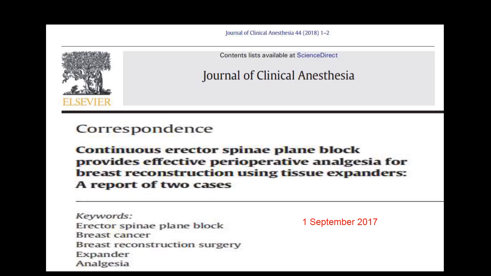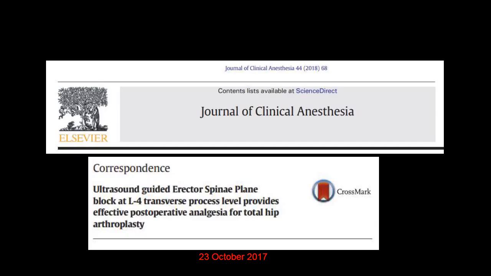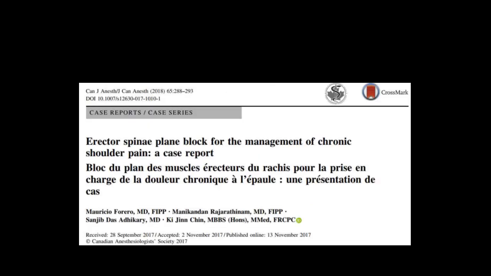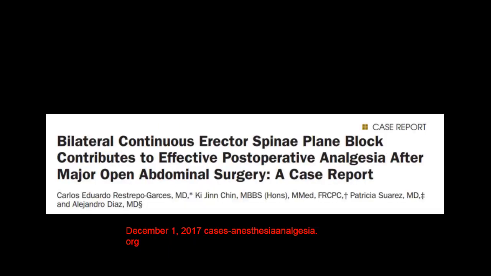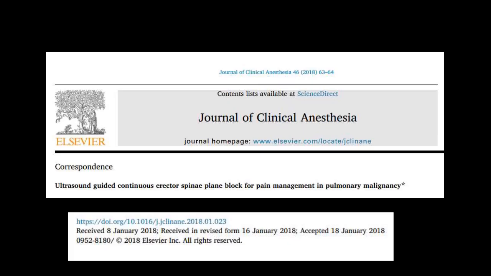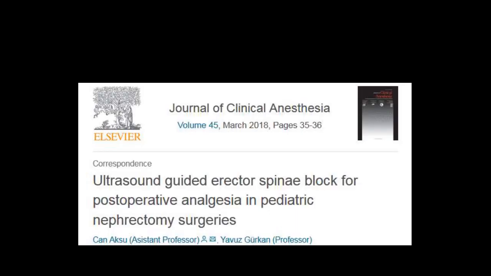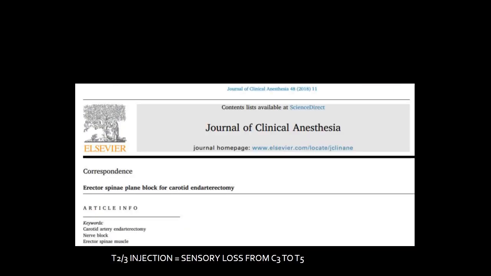For breast reconstructive surgery. Post-op analgesia for total hip arthroplasty at L4 level. For chronic shoulder pain. For major open abdominal surgery. For pulmonary malignancy. For pediatric nephrectomy. For carotid endarterectomy.